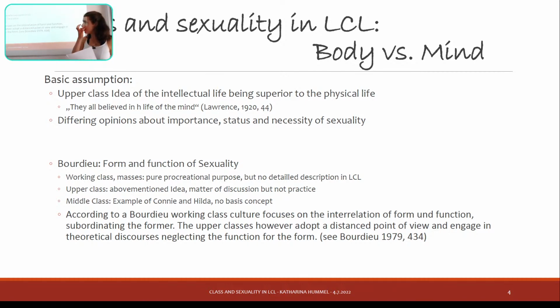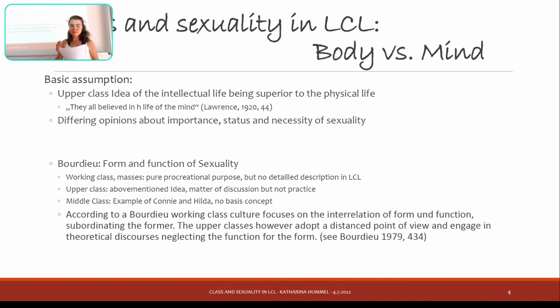The example here is that in the working class masses, sexuality has a purely procreational purpose. But the thing is, in Lady Chatterley's Lover, there is no detailed description of working class sexuality. We know, okay, they produce children by sexuality, but there is no conversation about sexuality among working class people. So I don't want to quote anything, and I don't really want to say anything because there is nothing written there.